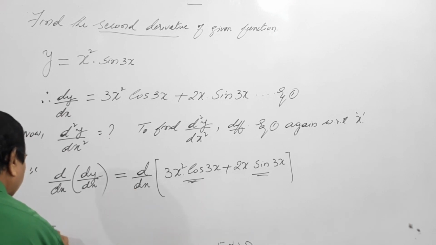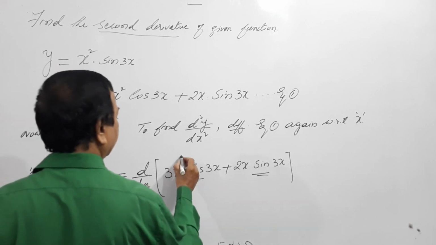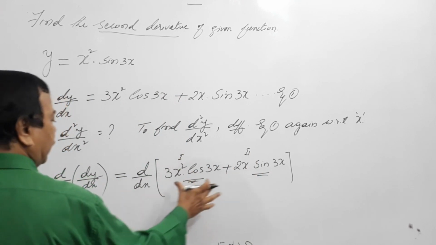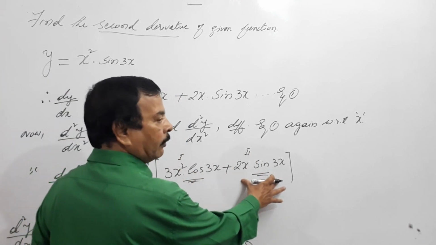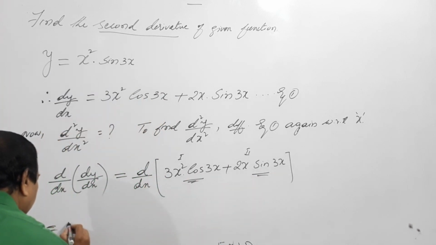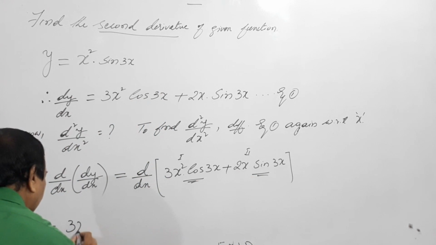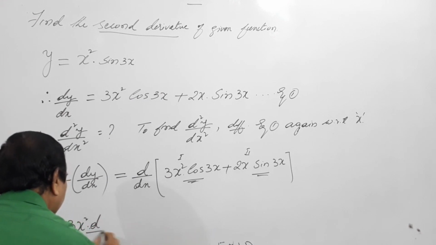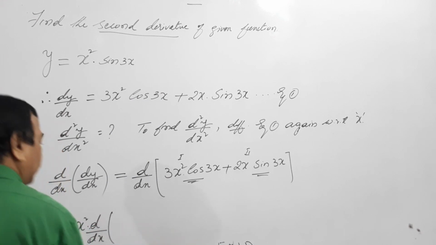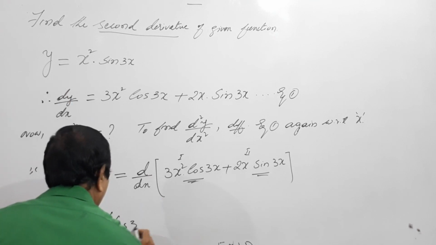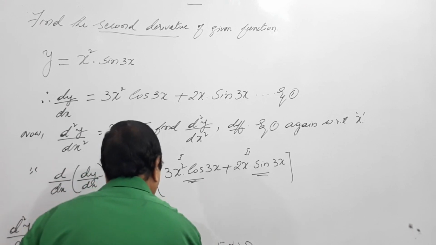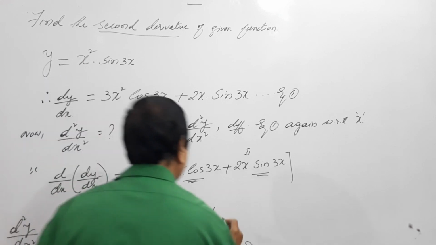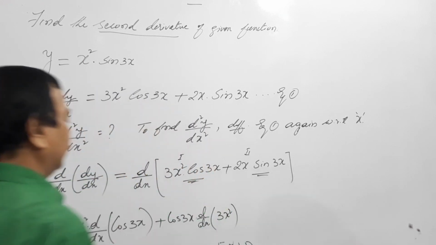So this becomes what? First, this is the first function, and I call this as second function. So first we will apply product rule for this and again product rule for this. So first we will take this, that is d by dx of this becomes 3x square into d by dx of cos 3x plus cos 3x into d by dx of 3x square. Done.